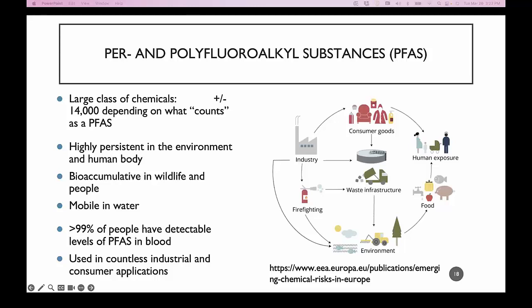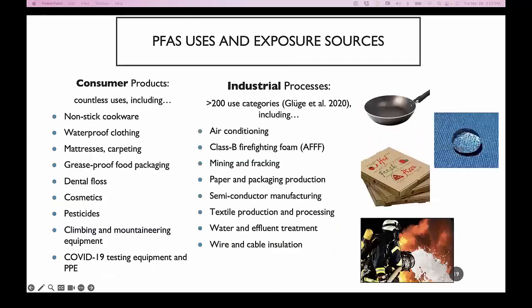If you want to go to the next slide, Julia. PFAS are used in countless consumer products and in over 200 distinct use categories, according to one study. You might be very familiar with these uses, things like nonstick cookware, waterproof or water-resistant clothing, water-resistant or stain-resistant carpet. Any textile that has a water or stain-resistant quality, odds are that quality was imparted with PFAS.